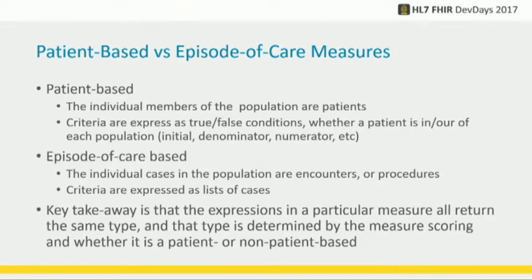For any of these, the important takeaway is that for any particular measure, all of your criteria will return the same type of thing. So if you have a patient-based proportion measure, then all of your initial population, numerator, and denominator will describe sets of patients. Whereas if you're talking about an episode of care, all of your numerator and denominator and initial population will return sets of encounters, right? And that's to enable not only talking about and describing the measure, but so that an implementation that's actually running this measure knows how to actually run that and perform the calculation.